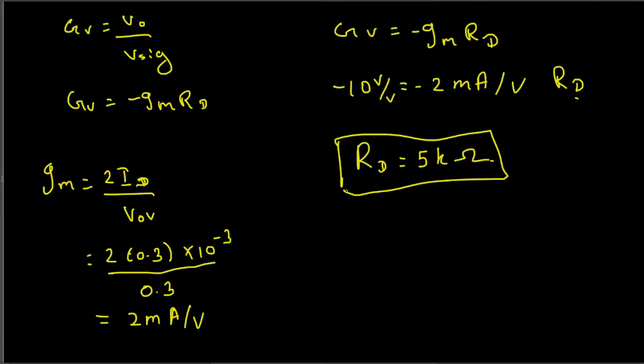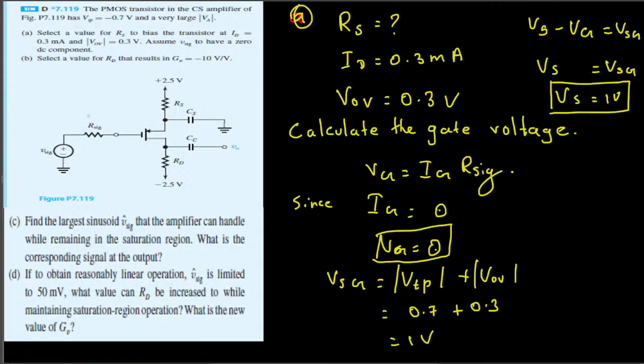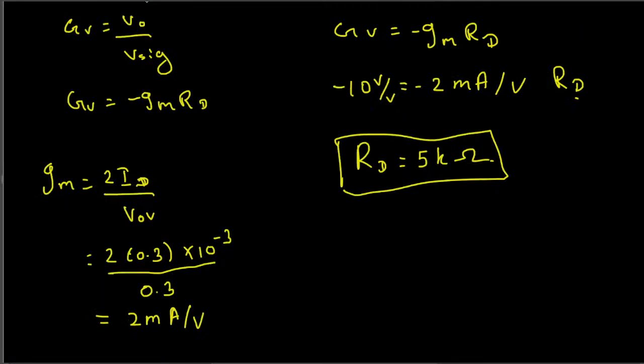Okay, and the C part, let's look at the C part. The C part is a question asking: find the largest sinusoid vsig that the amplifier can handle while remaining in the saturation region. What is the corresponding signal at the output? Let's do that.